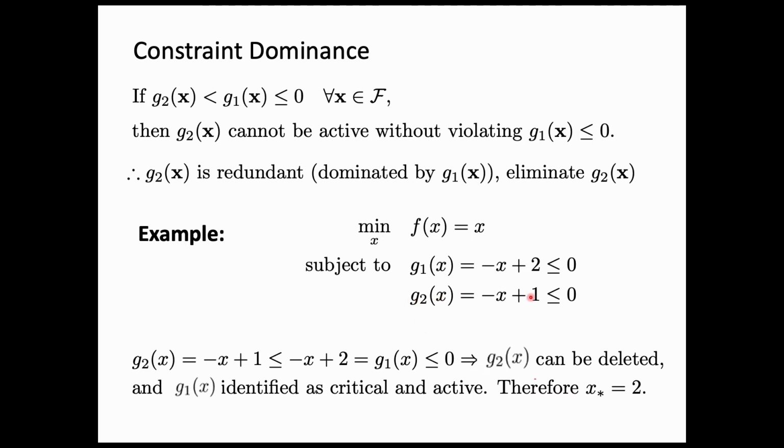If we get rid of g2, then we're going to see it's possible to identify that g1 is critical and active through the first monotonicity principle. And if it's active, then we can say that g1 of x is equal to 0, and if g1 of x is equal to 0, then the optimal point is x equals 2. Let's have a quick look at a visualization of this problem.